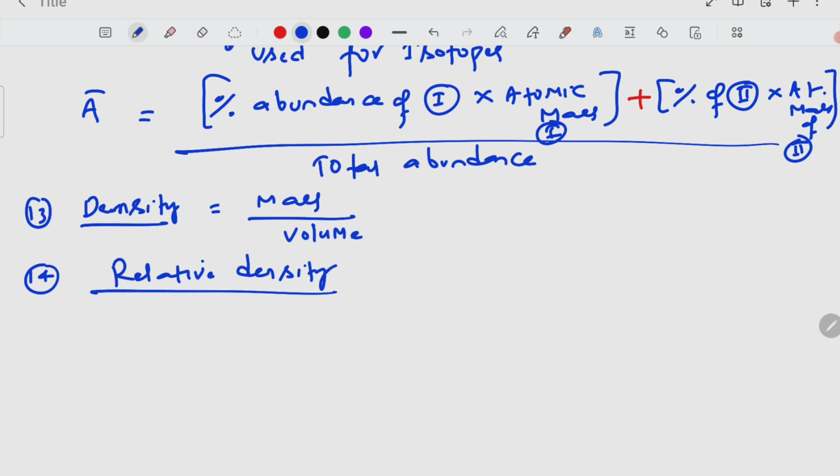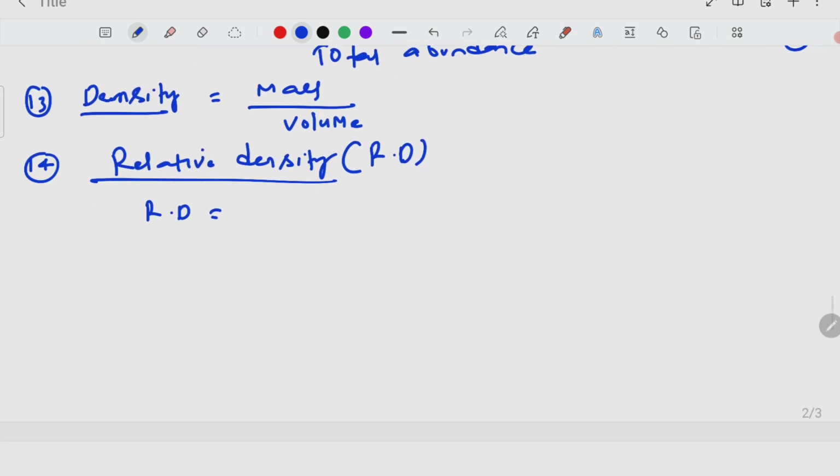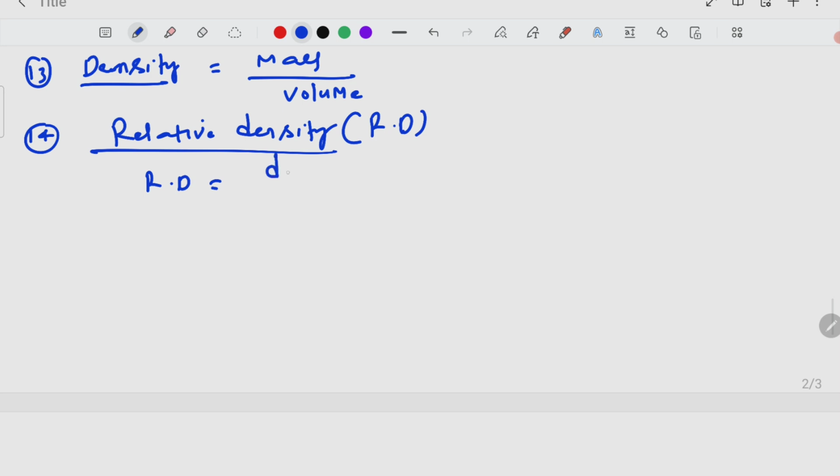So, relative density, if you represent it by using RD, so here RD is equal to, how we specify? Density of the given gas by density of reference gas. Once again, see, normal density is mass per unit volume, but relative density, RD representation, is density of the given gas by density of reference gas. Reference gas may be any other gas.